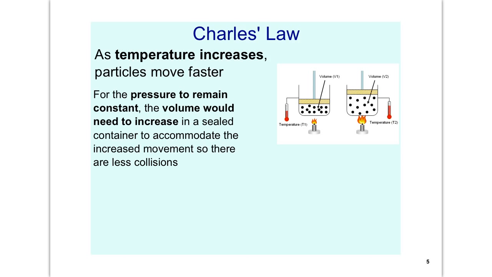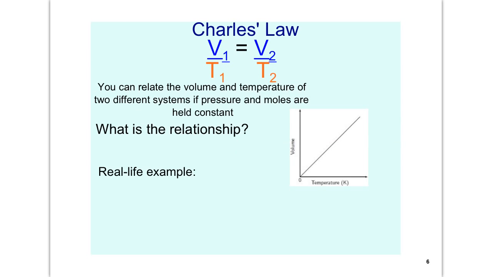Essentially what he talked about is that if you wanted to heat something up, as you can see here, if you increase the temperature, in order to keep pressure, that is collisions with the container, the same, you would actually have to increase the volume. And so we can see that relationship in the equation here. Volume 1 divided by temperature 1 is equal to volume 2 over temperature 2. Again, just thinking of 1 as being before and 2 as being after.